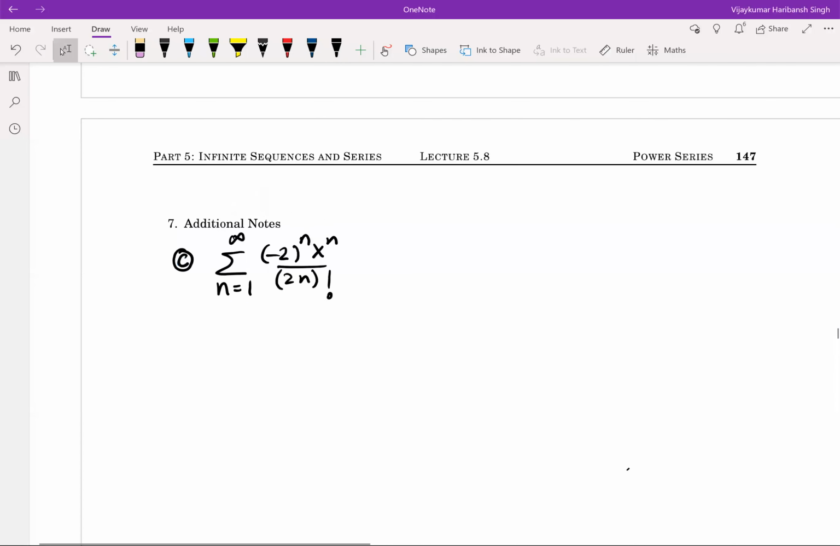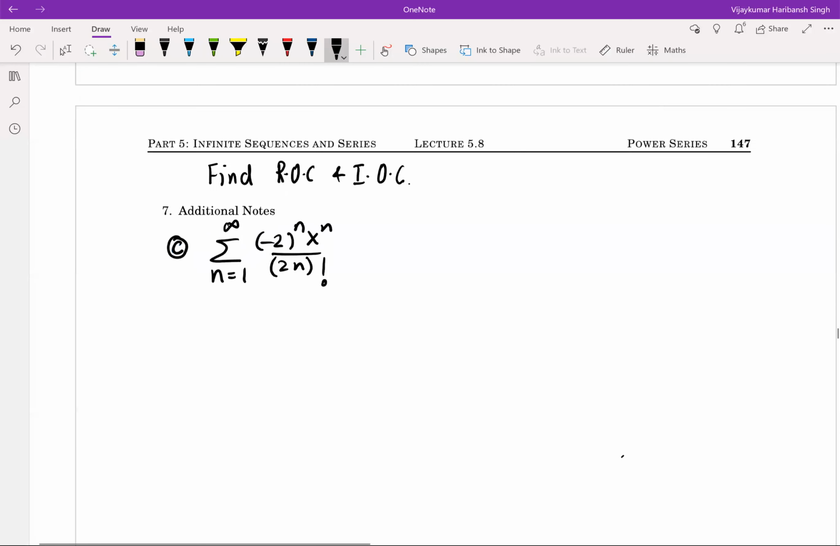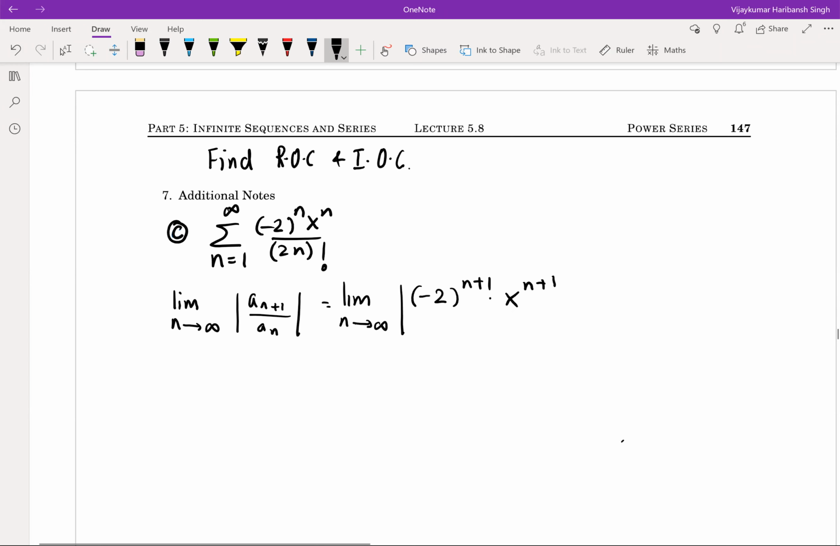All right, so let's look at the following problem. Again, our problem is to find the radius of convergence and interval of convergence. Same story, we have to start with the ratio test to find out the radius of convergence. So the limit as n goes to infinity of a_(n+1) divided by a_n. This is going to be the limit as n goes to infinity of a_(n+1), which is minus 2 to the power n plus 1 times x to the power n plus 1, divided by, now instead of 2n, I have 2(n plus 1). So I'll write it down properly. It's going to be 2n, the whole thing, with n replaced by n plus 1, in brackets, factorial.